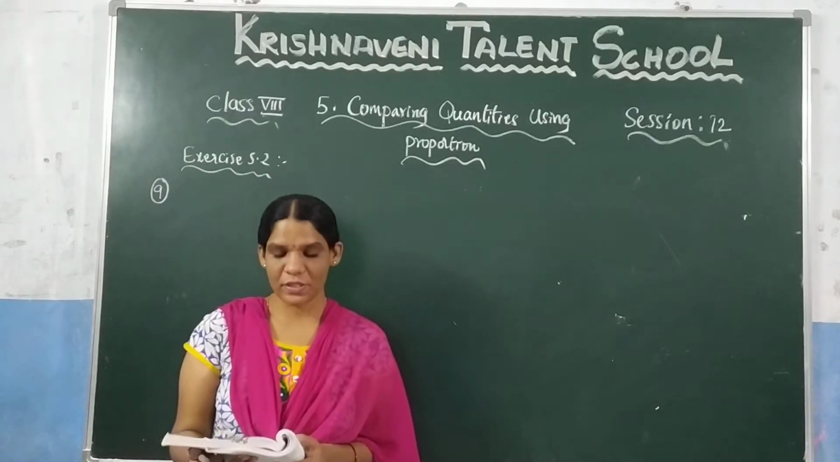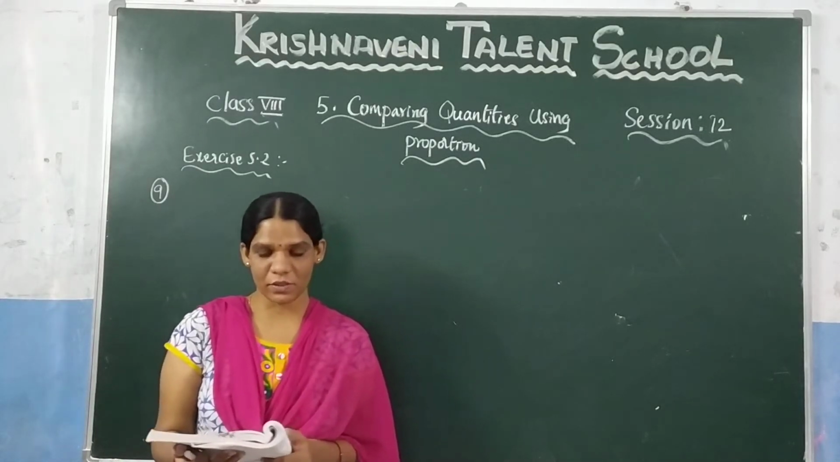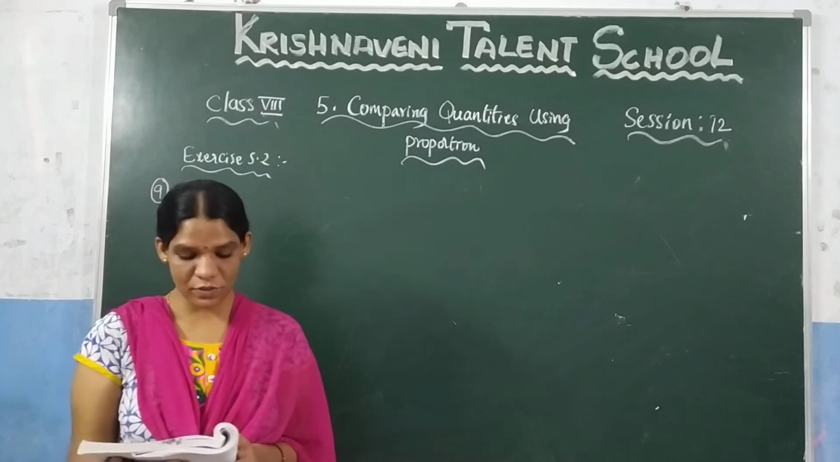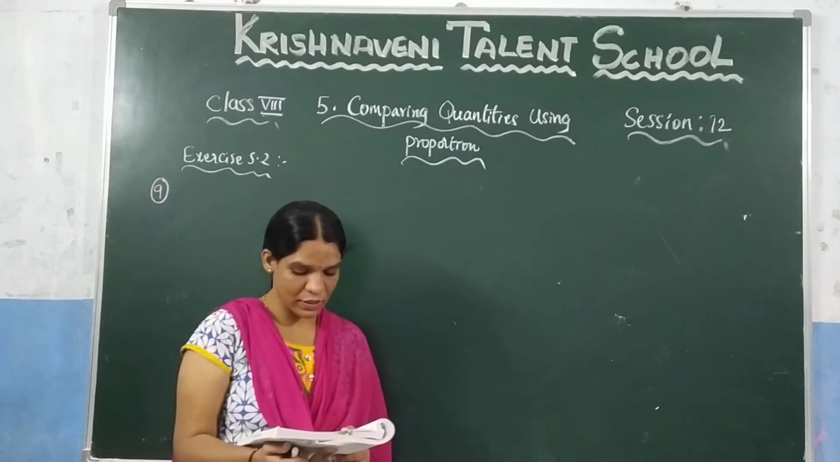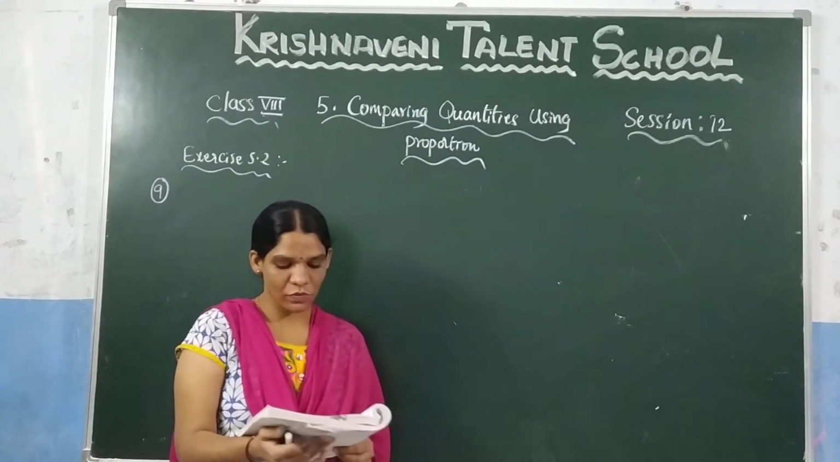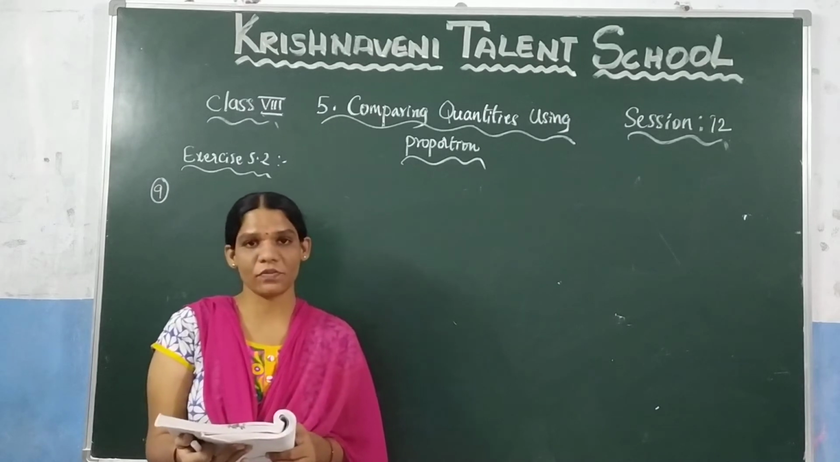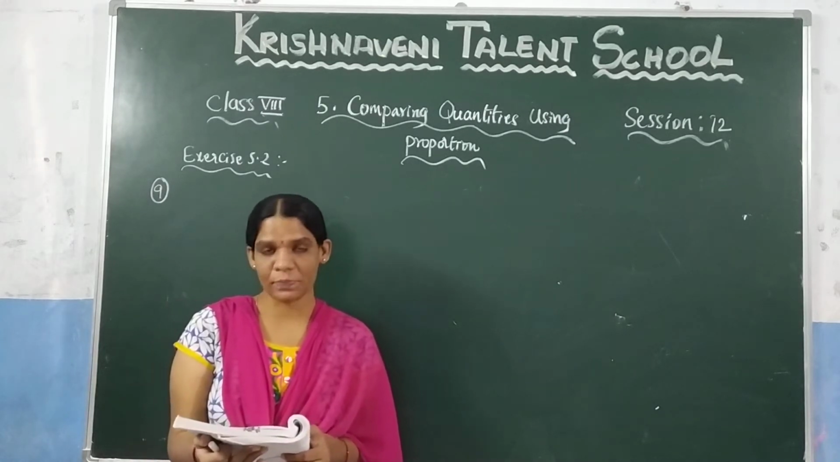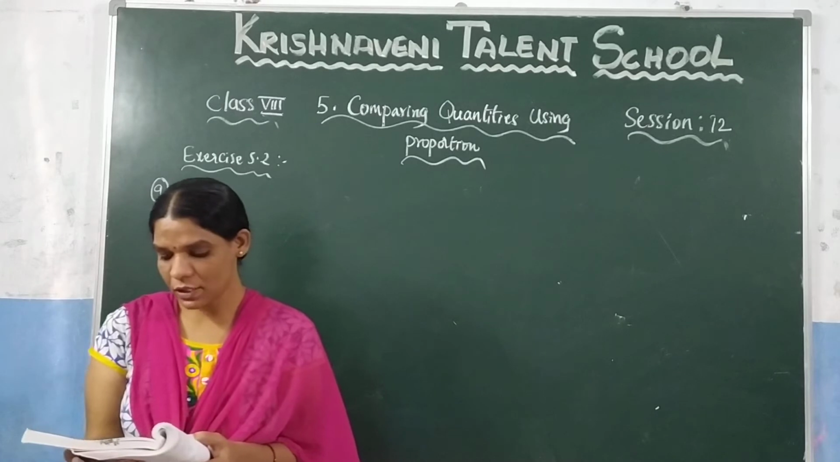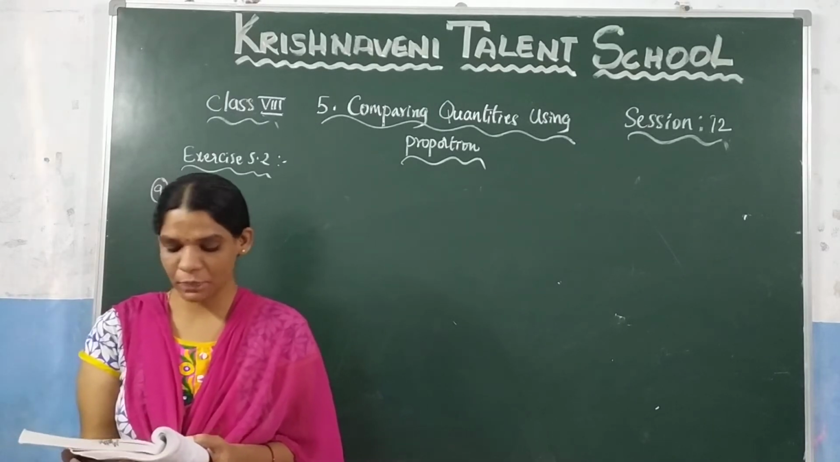In the last class we have discussed exercise 5.2 8th question. Now let us see the 9th question. Here what the question given here. A table was sold for 2,142 rupees at a gain of 5%. At what price should it be sold to gain 10%?